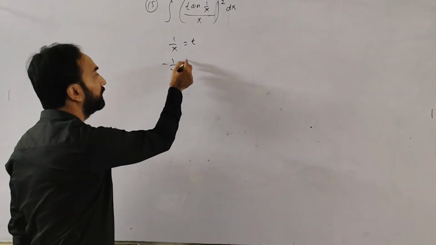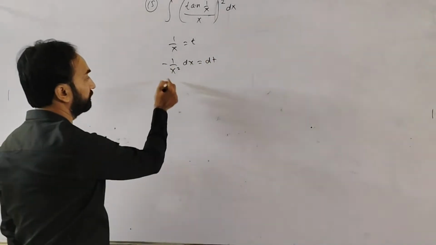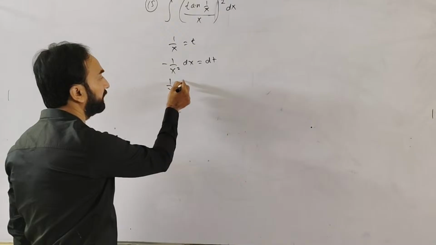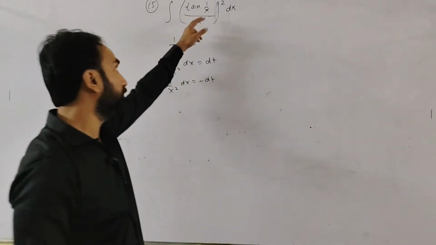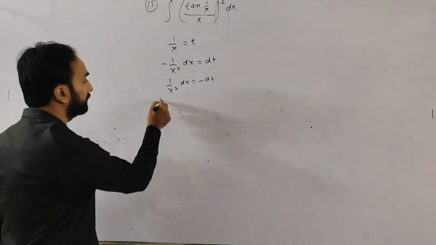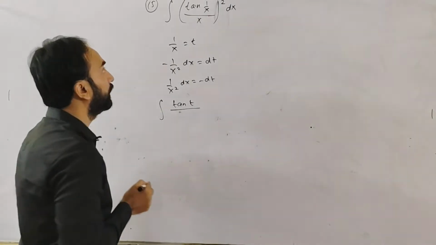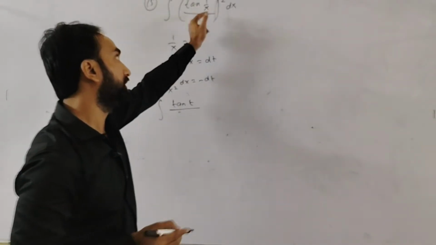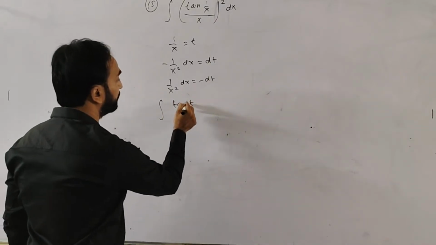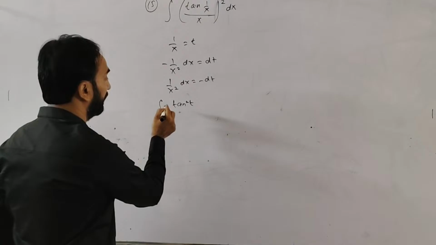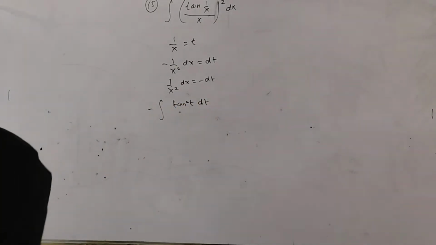1 by x square dx is equal to dt. Now I can write 1 by x square dx as minus dt. When I replace it, this will look like tan t, and the part 1 by x square dx will become dt. So I can write only here, this will become tan square t, and the minus will come here. So this will become minus tan square t.